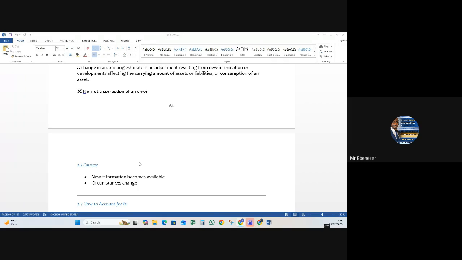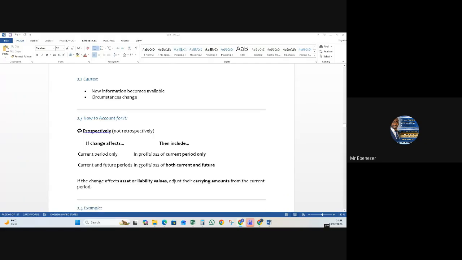Now, how to account for a change in accounting estimate? Since it is an estimate, there is no retrospective treatment. The treatment is prospective. Apply it from the current year immediately. Apply it prospectively. That's what we have there.